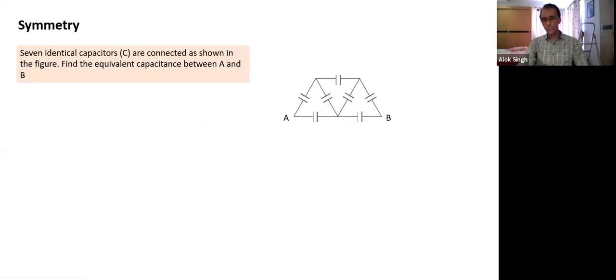Let's start with this question. In this question, 7 capacitors, all identical ones, are connected as shown in the figure. And if we have to find the equivalent capacitance between points A and B, how do we find it?